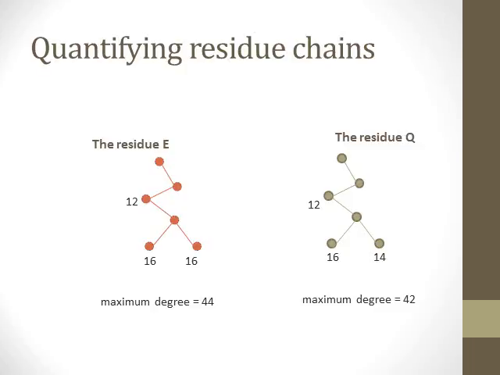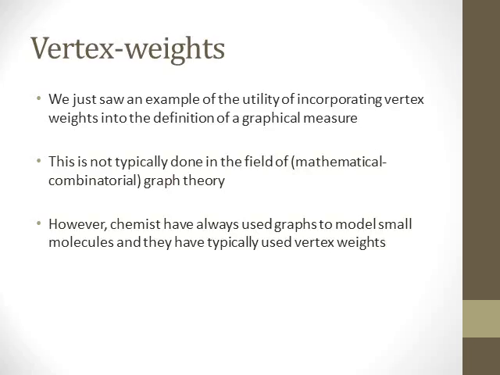Returning to the amino acid example, we can weight the vertices by their corresponding atomic mass. Then, using the sum of the neighbors as a weighted degree measure, we obtain a different value for each. This shows us how vertex weighting can be a valuable tool.